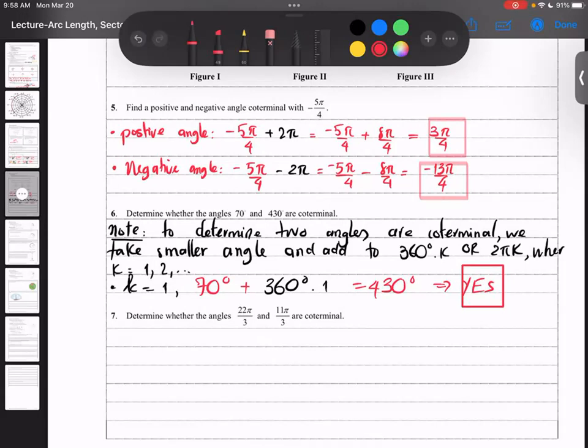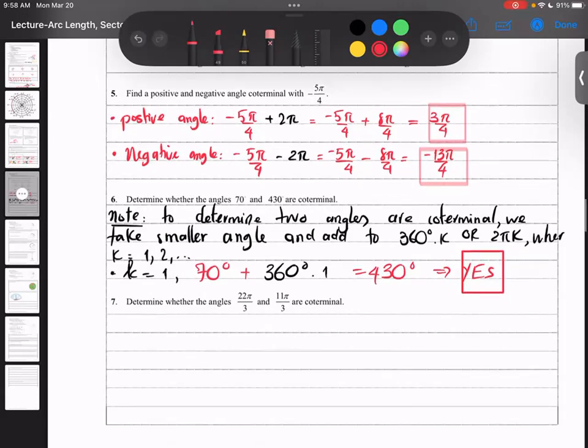You can check another way around. If you wanted to, you can do one more time. You take the larger angle, subtract 360 degree, right? When you find the negative angles, just 70 degree. But let's just do one of them.